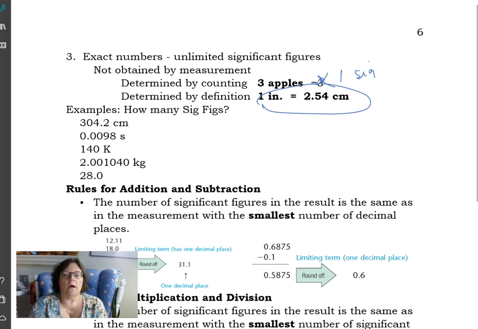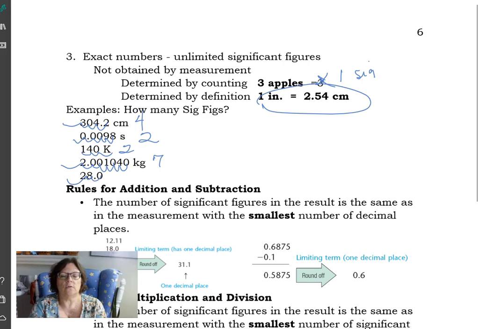All right, here's some more practice. We have a decimal, so we're going to start from the left. 1, 2, 3, 4. 1, 2. 1, 2. 1, 2, 3, 4, 5, 6, 7.